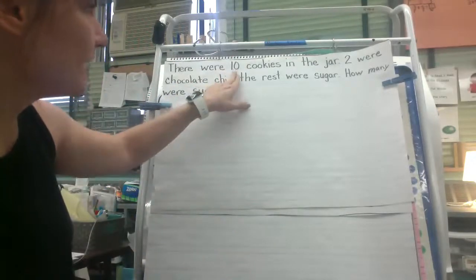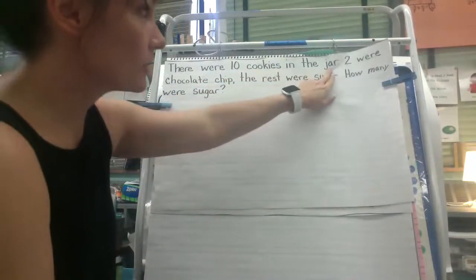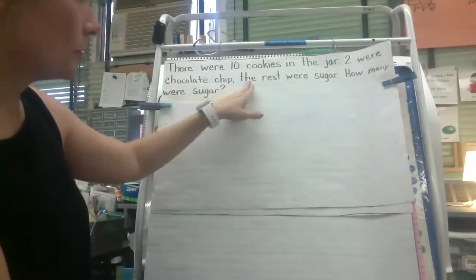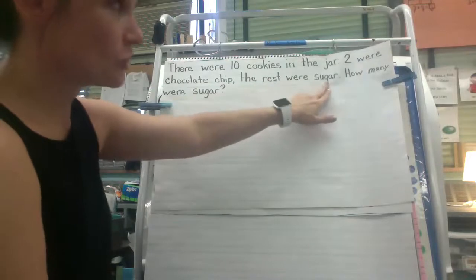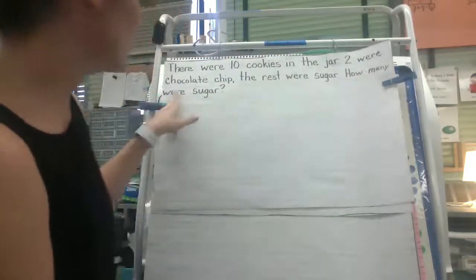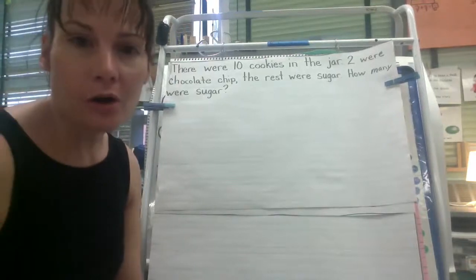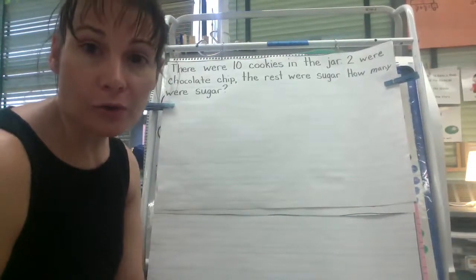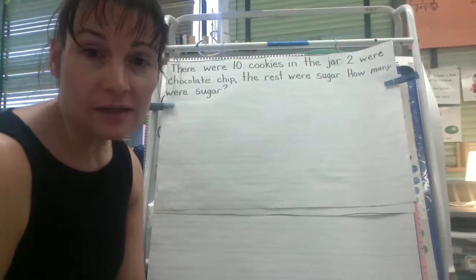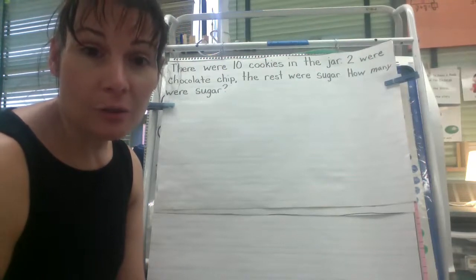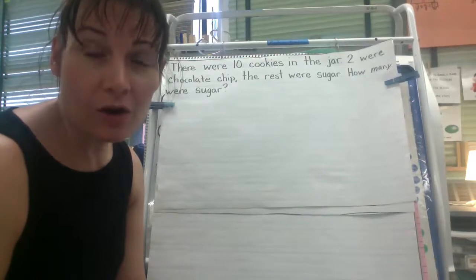There were 10 cookies in the jar. 2 were chocolate chip. The rest were sugar. How many were sugar? On your part whole, or on your other map, see if you can tell me what would be our whole.